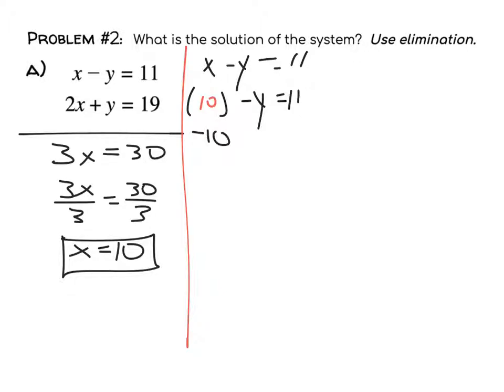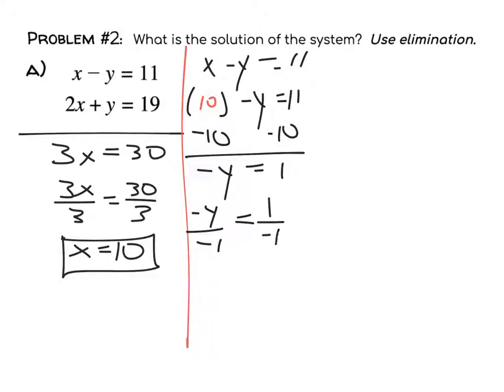So I'm going to subtract 10, and we get negative y equals 1. So we're not down to y equals yet. We need to divide by negative 1. That's the number that's in front of the variable, and so that's what we need to divide by, negative 1. And we get y equals negative 1.